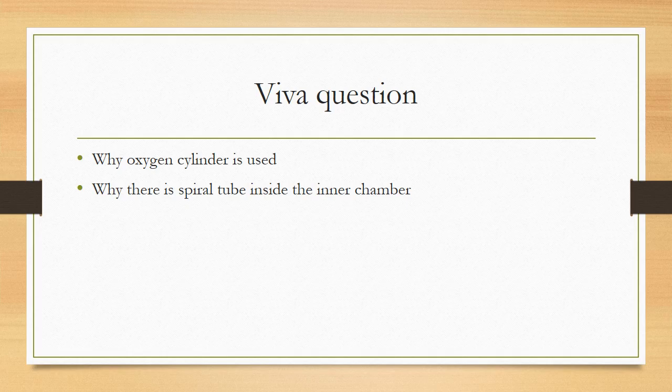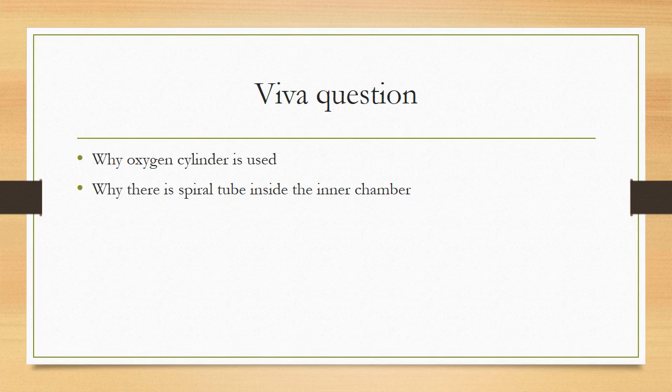There are a few questions regarding this. Why do we use oxygen? As I told you, oxygen is necessary for the survival of the intestine, because it is an isolated bath and the intestine is removed from the rabbit. So for the survival of the intestine, oxygen is necessary.